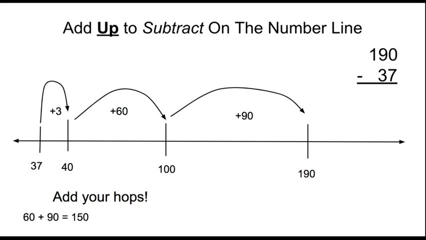I'm going to add 60 plus 90. These two numbers, it's a little bit easier to add those first, and that equals 150. I have one more number to add, so 150 plus 3 equals 153. It took me 153 hops to get to 190. So that means my answer is 153.